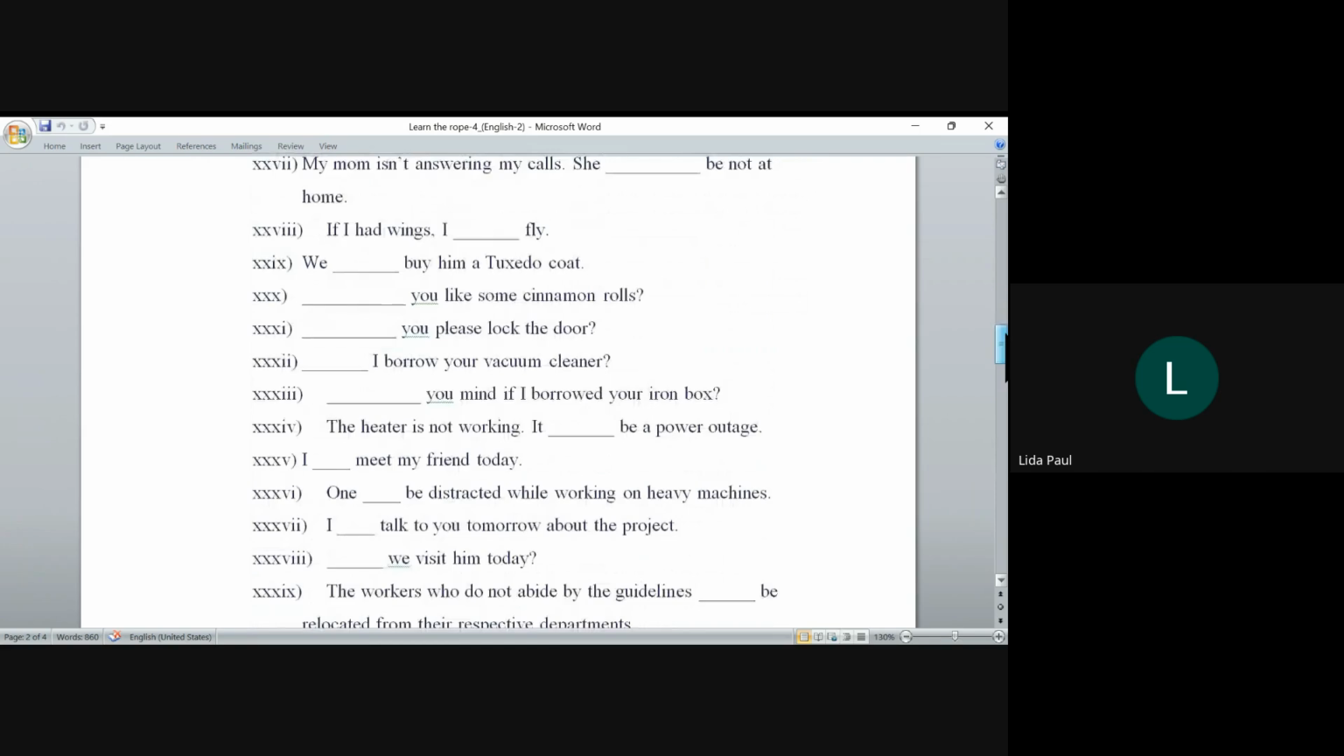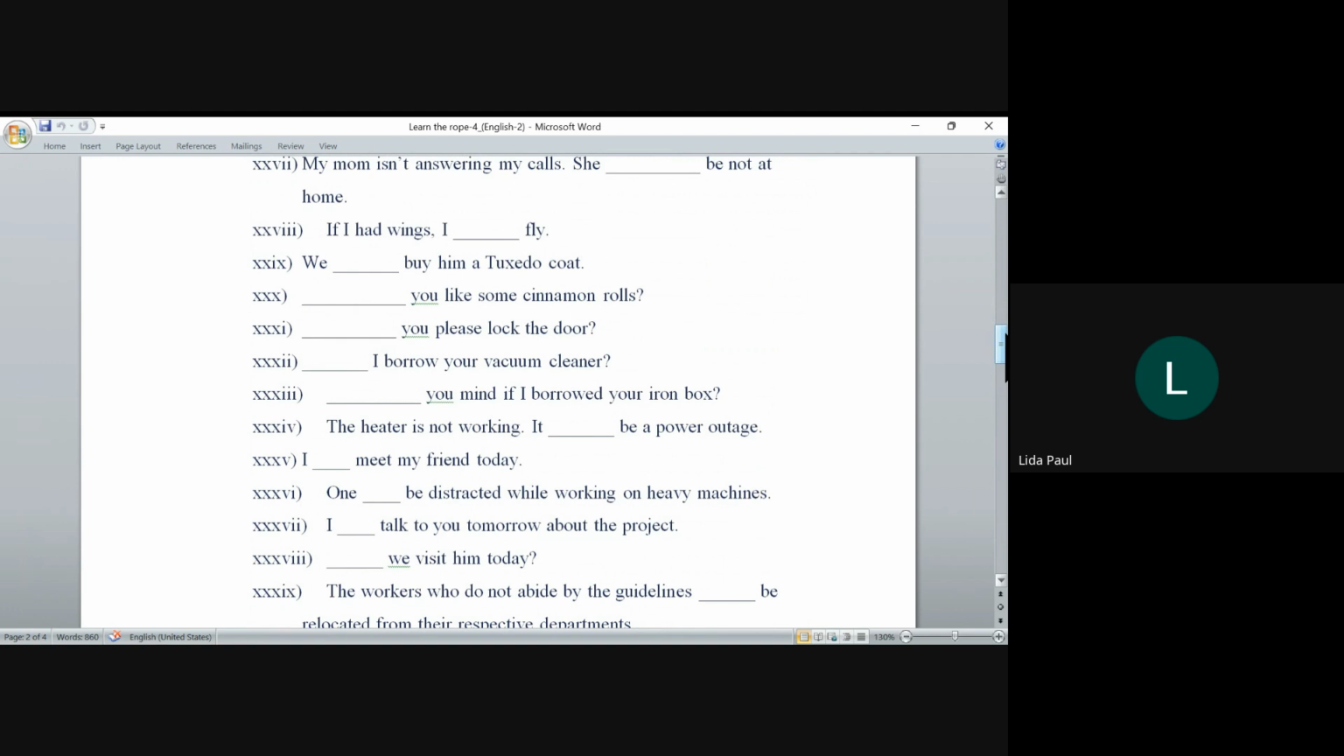Okay, next one, 29. We dash buy him a tuxedo coat. And this is in reference to suggestion. The context is suggestion. We shall buy him a tuxedo coat? Anything else that you want to suggest? We could. Any other modal? Not shall. We shall buy him a tuxedo coat is a grammatical sentence. It is not wrong, but it is wrong in the context of its usage as suggestion.